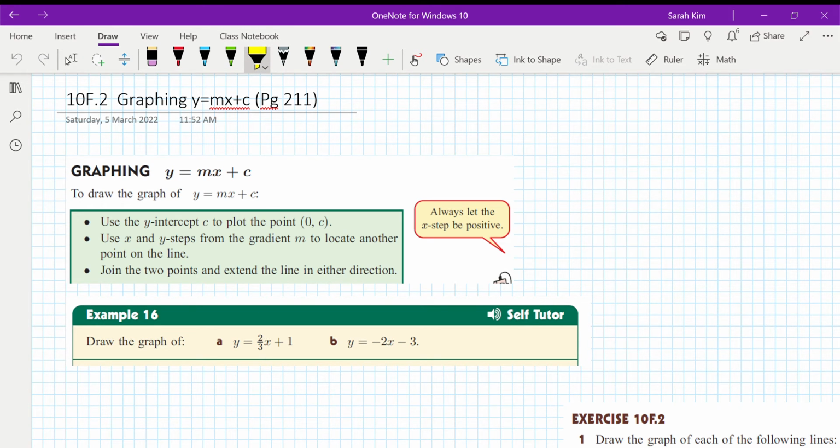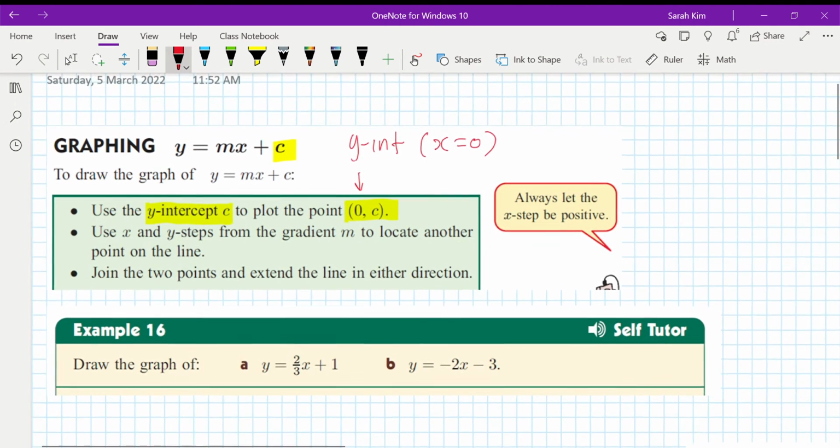Alright, so to be able to graph using the equation y equals mx plus c, basically you follow these green box steps. Step 1 is you use the y-intercept, which is this value c, to plot the point (0, c). The reason the x coordinate is 0 is that, remember, at a y-intercept we learnt that x is always going to be 0. So that's why it's 0, and the y-coordinate is obviously whatever the c value is. Right? So that's where we start off.